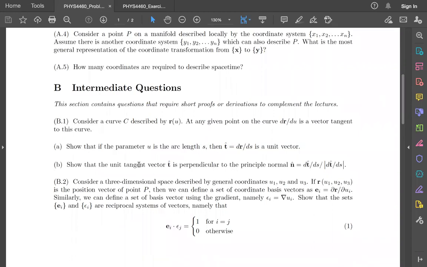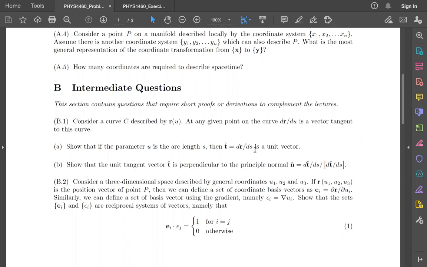Basically, there are 2 questions here. The first question is about a curve, described by r(u). At any given point on the curve, the tangent vector is given by dr/du. The first question asks us to show that if the parameter u is the arc length s, then the tangent vector defined this way would be a unit vector.